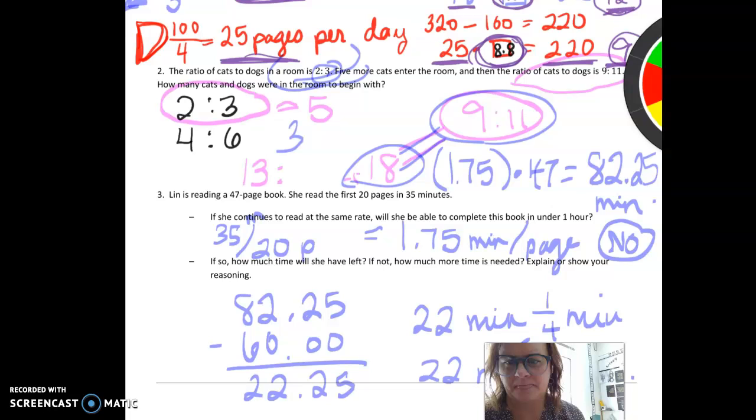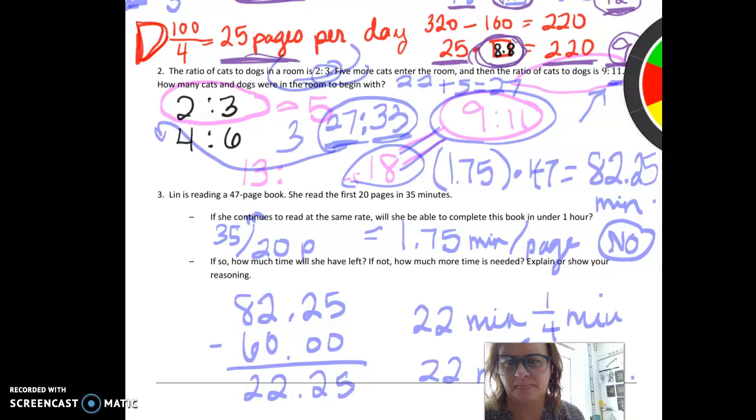So if we end up at 11, we're gonna figure out what number we could have multiplied by to reduce to get to 11. So if I multiply 3 times 11, I get 33. And then if I multiply 2 times 11, I get 22, plus the 5 additional cats that walked in the room. So now I'm at 27. So I have 27 cats and 33 dogs in the room.